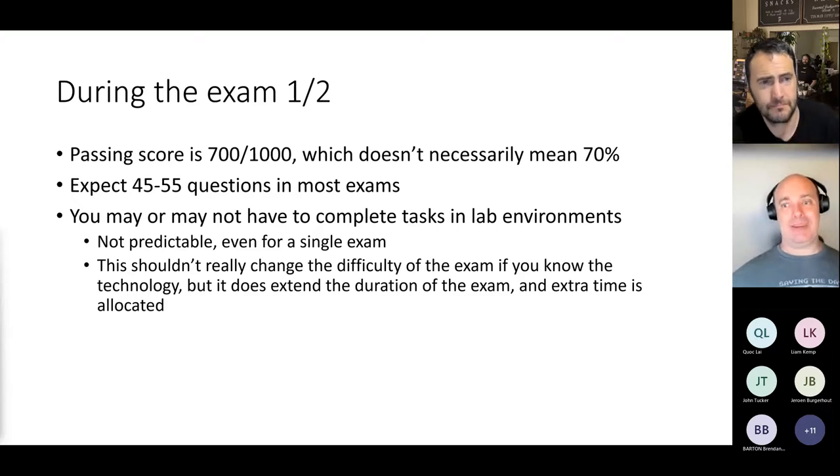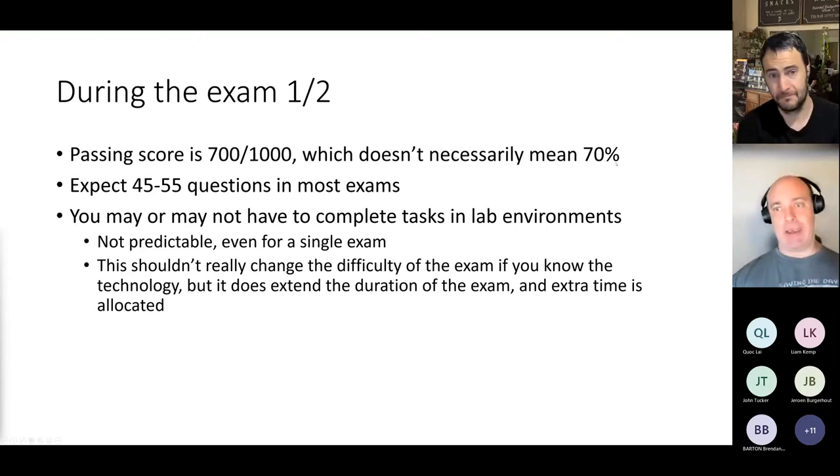But the telltale sign was that even though their score may have been in the 900s, if you took a look at the breakdown of the different sections, they may have been barely getting close to around 50 to 60% in each section of the exam. So if anyone says 700 out of 1,000 means 70%, it's not when it comes to exams that have weightings applied to them. Now, in terms of questions, 45 to 55 questions seems to be the norm.